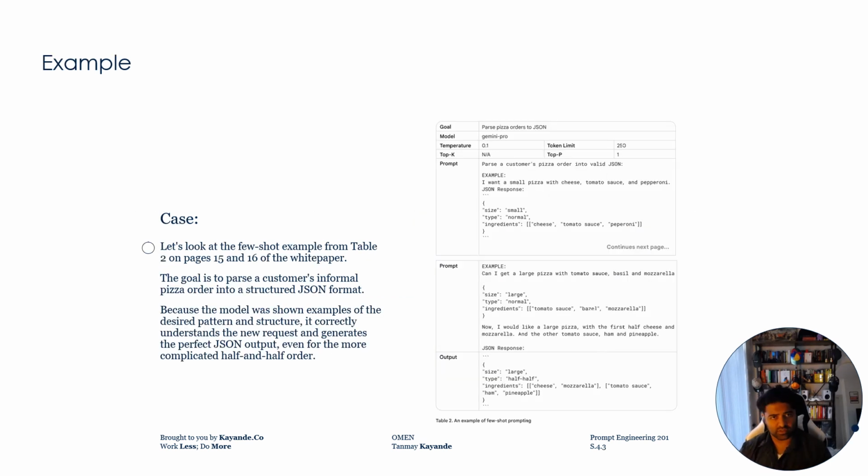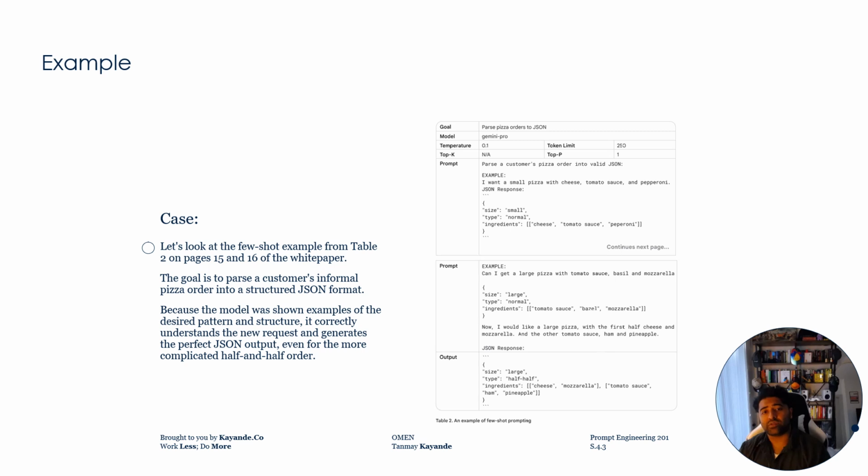In the white paper, this is between pages 15 and 16, the goal in this example is to parse the customer's informal pizza order into a structured JSON, and this is like a programming kind of language, structured JSON format. First, the prompt provides 2 examples, 2 shots. It shows one order for a small pizza with pepperoni and the corresponding JSON output. Then it shows a second order for a large pizza with different toppings and its correct JSON output.